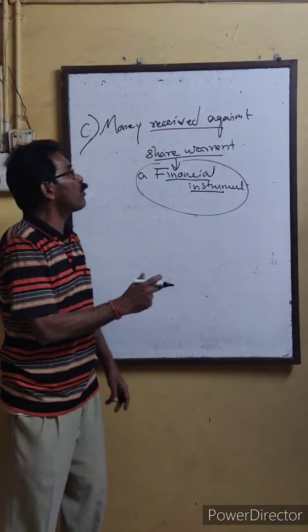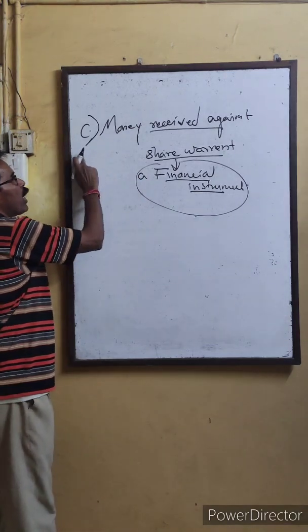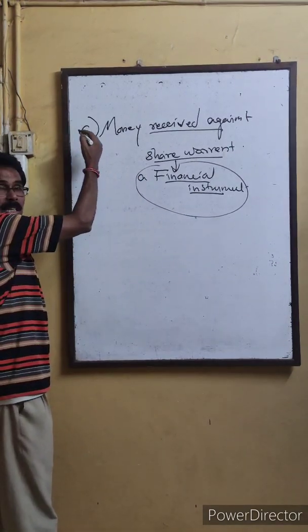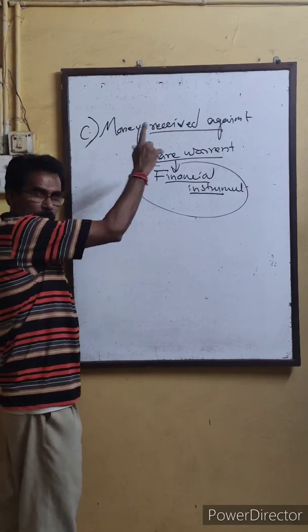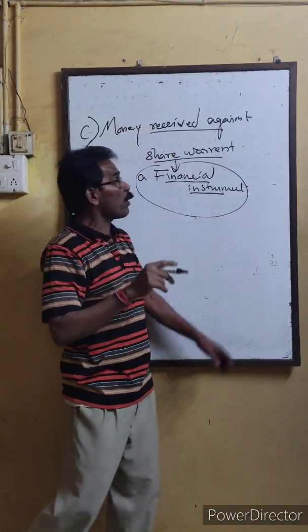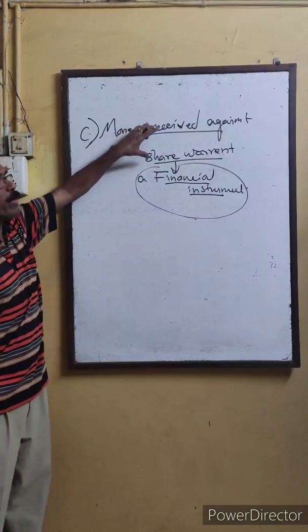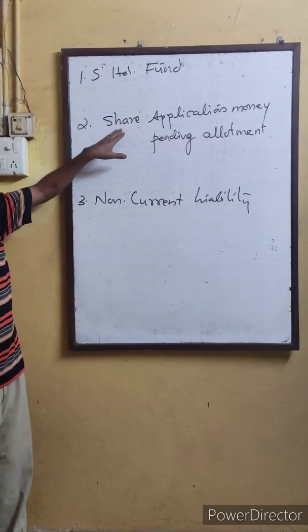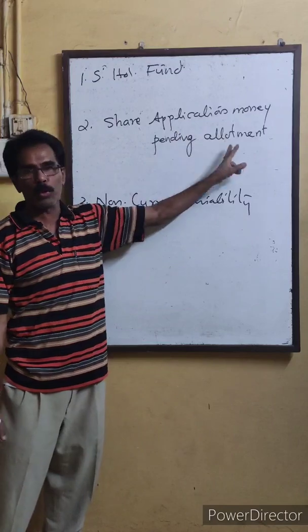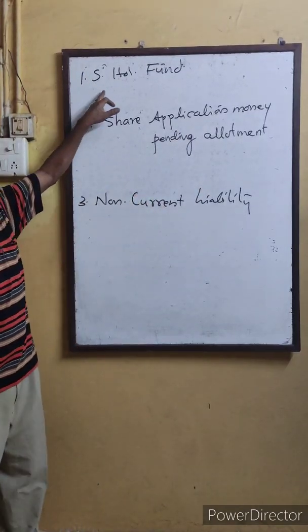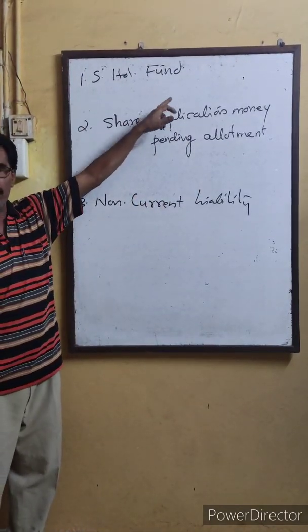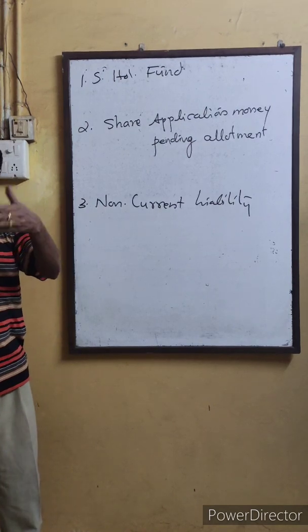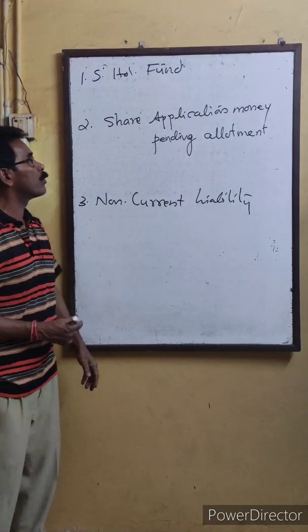So these share warrants will be converted into shares when the shareholders are acquiring. So it will be shown in the shareholders fund as the third item. First item, share capital. Second one, reserves and surplus. Third one, money received against share warrant. Next is share application money pending allotment. The first main heading, shareholders fund. We have seen three items there. Again and again I am telling because you have to learn it.